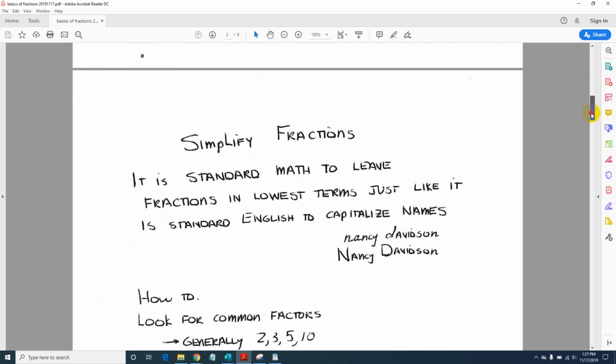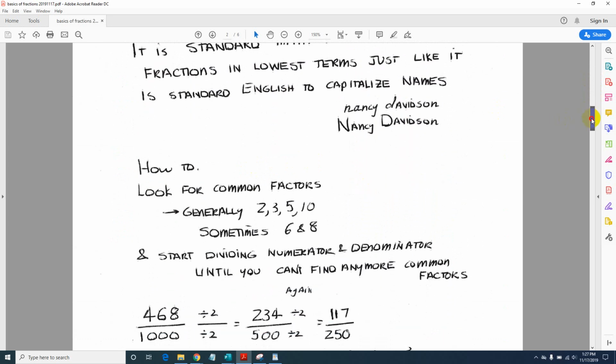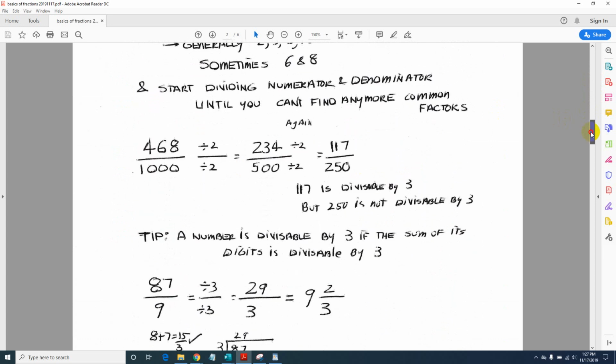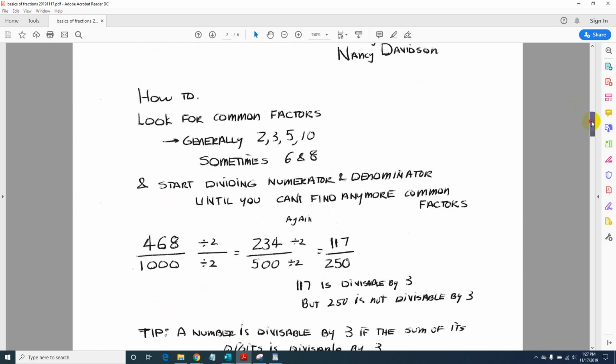Okay, the first thing is simplify fractions. Why do you have to bother with this? It is standard math to leave fractions in lowest terms, just like it's standard English to capitalize names, right? It'd be weird to write an essay with the name Nancy Davidson and not capitalize the D. Similarly, it's not a good idea to leave fractions that look like 486 over 1,000. Not good math.